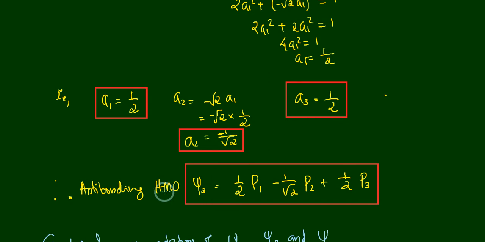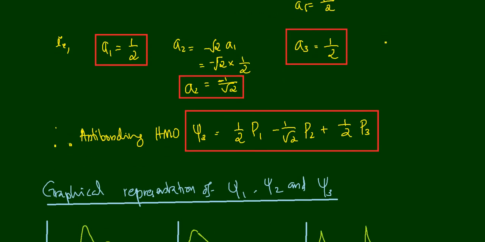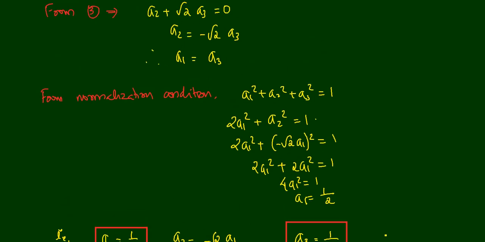Therefore, we have an antibonding HMO expression. Psi 3 is equal to 1 divided by root 2 P1 minus 1 by root 2 P2 plus 1 by root 2 P3. Okay. Now we have the expression for psi 1, psi 2 and psi 3.